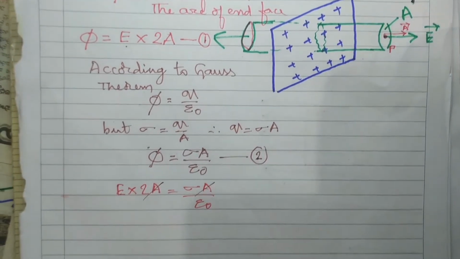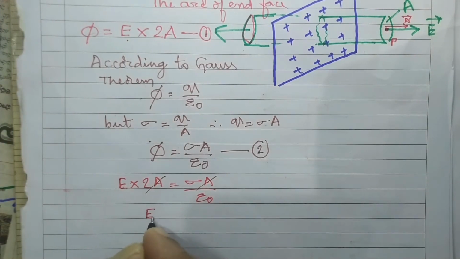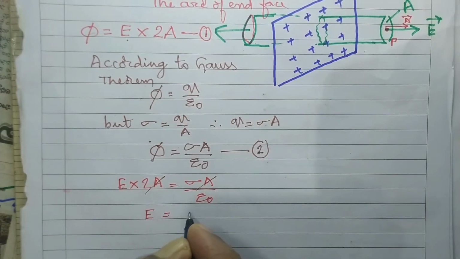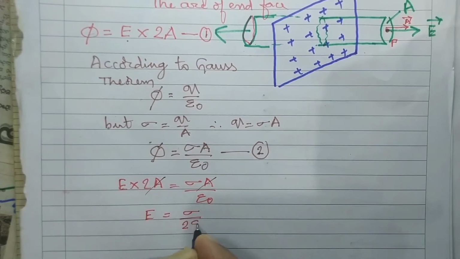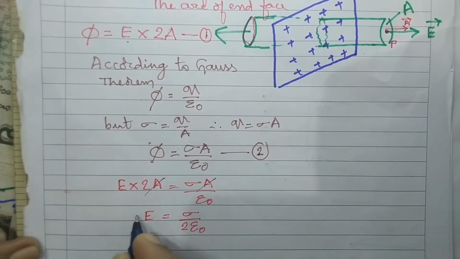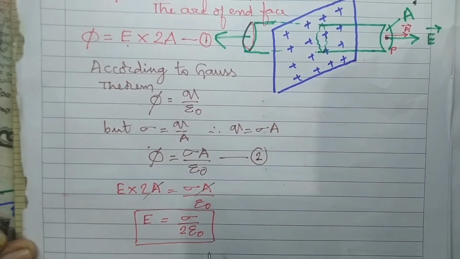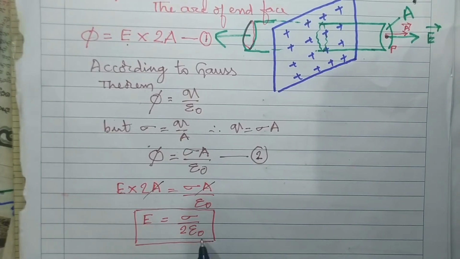If area gets cancelled, our aim is to find out the electric field. E is equal to sigma by 2 epsilon 0. This is the expression for electric field. You know what is sigma, what is epsilon naught.